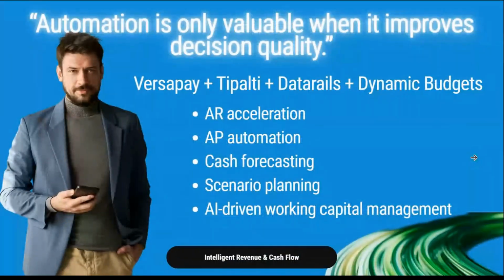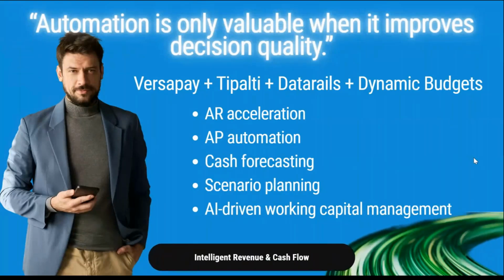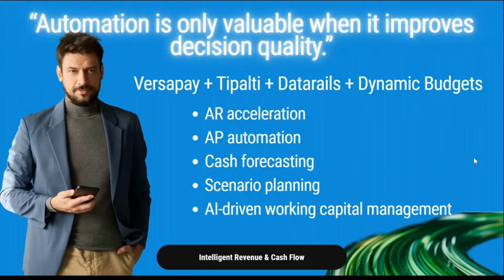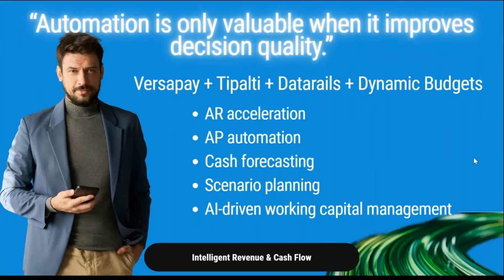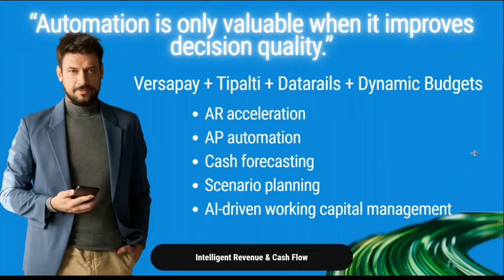So we're going to start today with intelligent revenue and cash flow. Automation is only valuable when it improves decision quality. So we have VersaPay, Sepulti, DataRails, and Dynamic Budget that are going to discuss AR acceleration, AP automation, cash forecasting, scenario planning, and AI-driven working capital management. We're going to start today with VersaPay, spotlighting their solution.